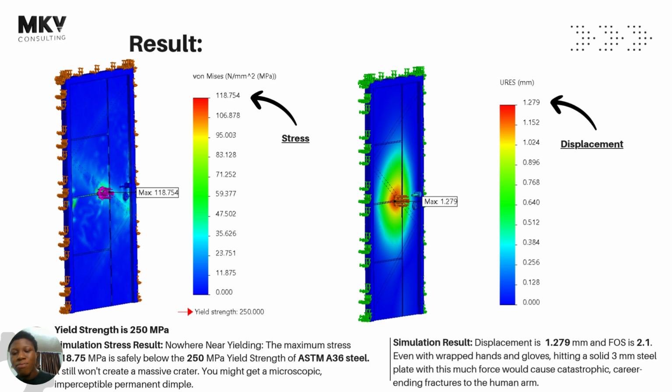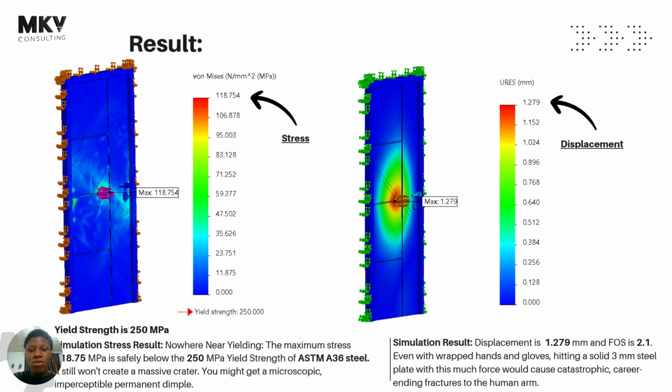Because this value is safely below our yield limit, the material remains entirely elastic. What it means is, I don't know if the hand of the boxer is going to snap, but it doesn't really make any dent. And if you take a look at the displacement, you see that it displaces approximately 1.3 millimeters. 1.3 millimeters is almost half of the thickness of the door.